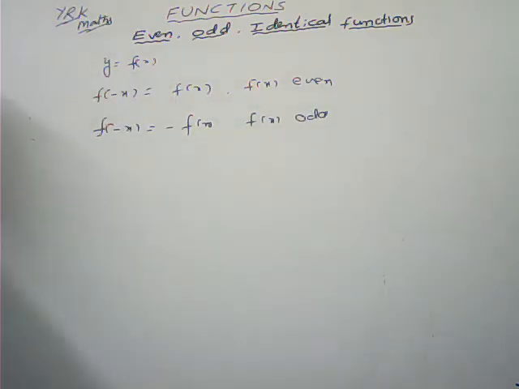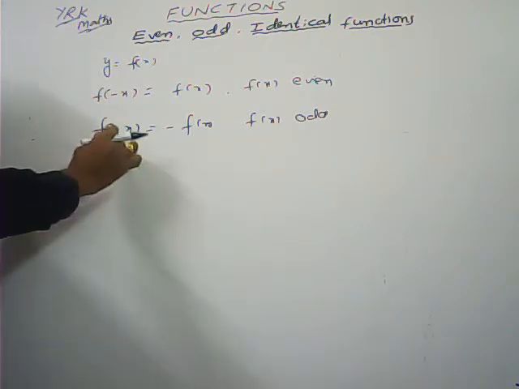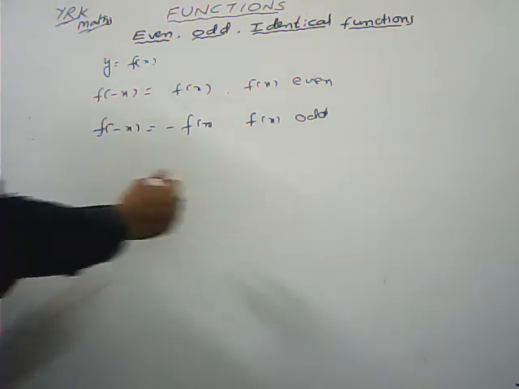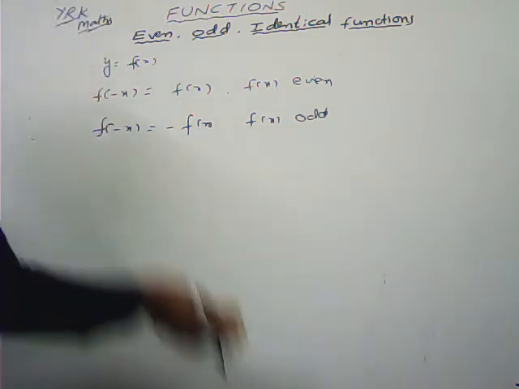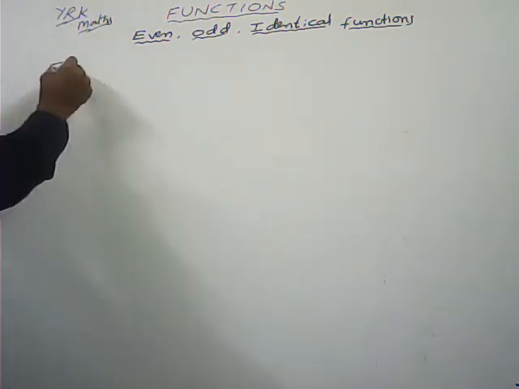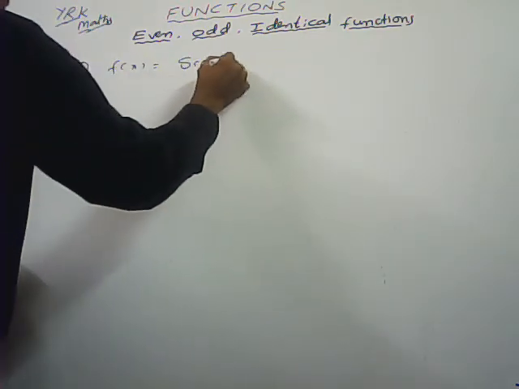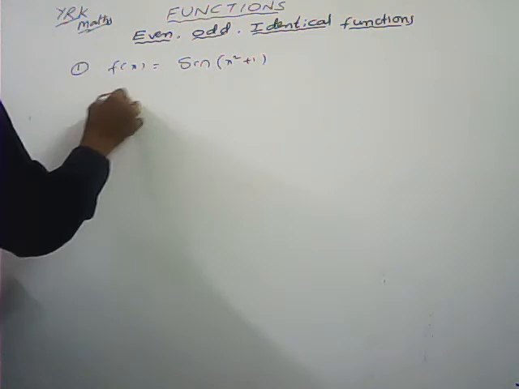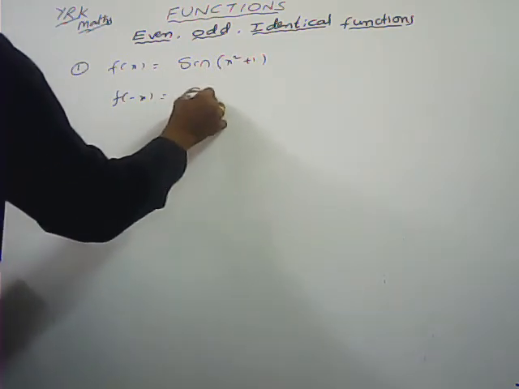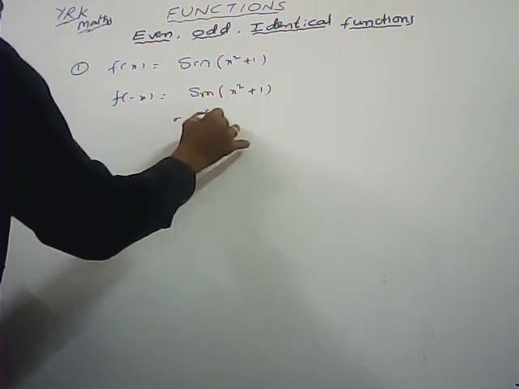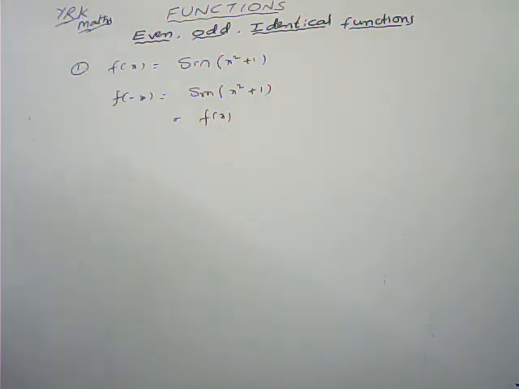F of minus x equals, if you get the same function, then f of x is said to be an even function. F of minus x equals minus f of x, then f of x is said to be an odd function. Now we can discuss some different model questions here. First one, f of x equals sine of x square plus 1. Now f of minus x is equal to sine of minus x whole square, that becomes x square only, plus 1, that is equal to f of x. Here f of minus x equals f of x, therefore f is said to be an even function.